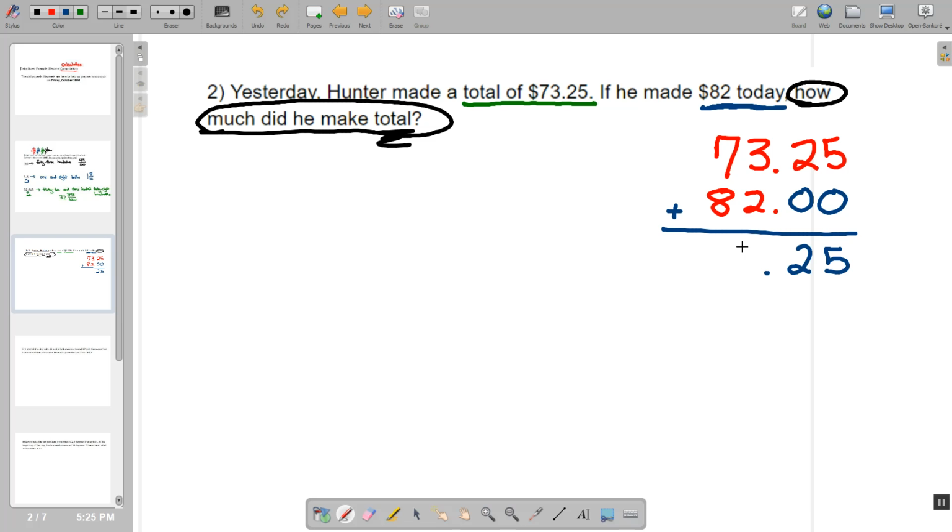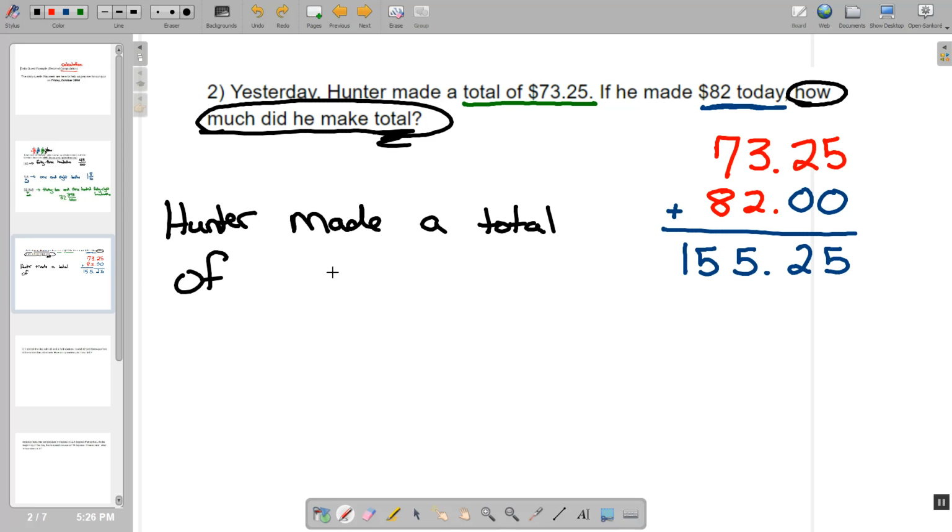And now we just add the numbers together. And when we're working with decimals, the addition part of the problem ends up being the same as if the decimals were not there. So Hunter made a total of $155.25. And because we're in Mr. Schmidt's class, we have to write this as a sentence. So Hunter made a total of $155.25. And that's why it's important to always circle or underline the question, because when you write your sentence, it better include part of the question. How much did he make total?